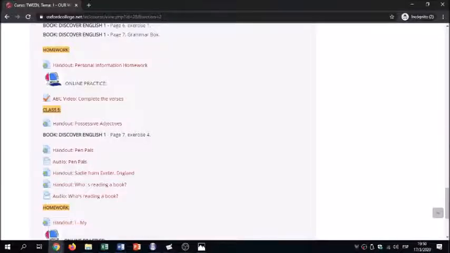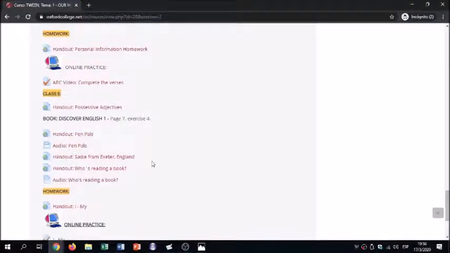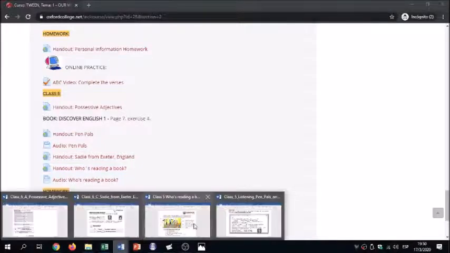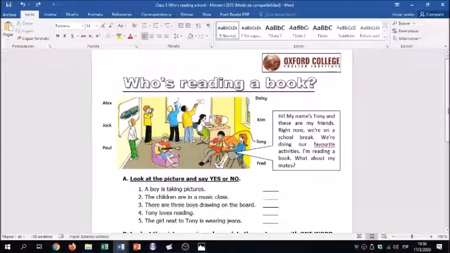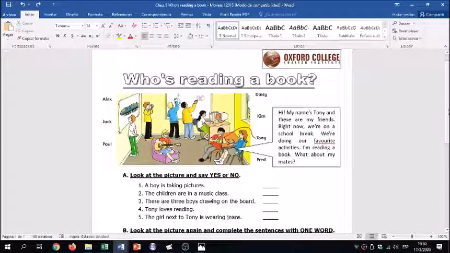Now, we are going to do the last handout of this class, el último handout de esta clase, que es Who's Reading a Book? Okay. So, what can you see in this handout? We have a picture, tenemos una imagen, with different people in it. Tenemos una imagen con muchas personas, a lot of children, okay? And we have some names here. Alex, Jack, Paul, Daisy, Kim, Tony, and Fred.